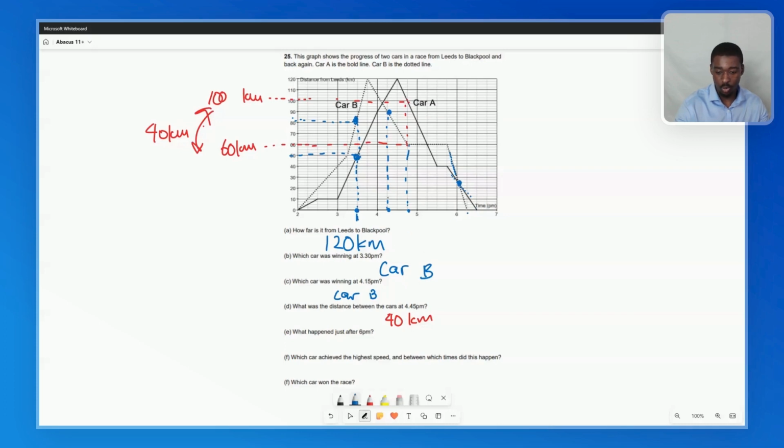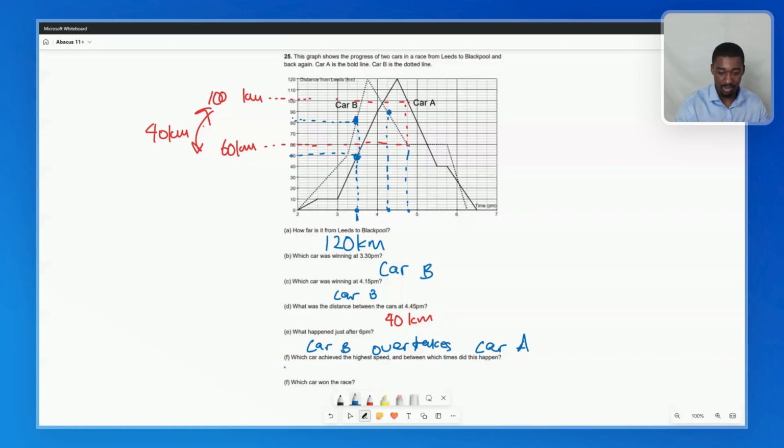So to answer the question, just after 6 p.m., car B overtakes car A. And we can see this through the lines crossing. They're at the same distance at that point in time.